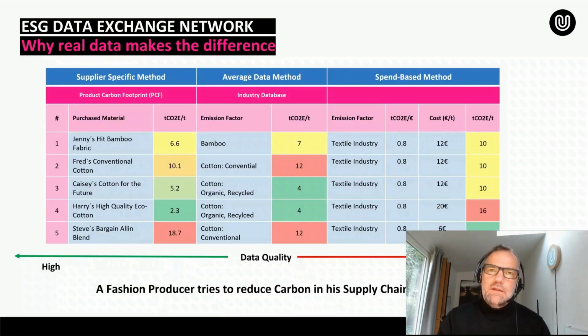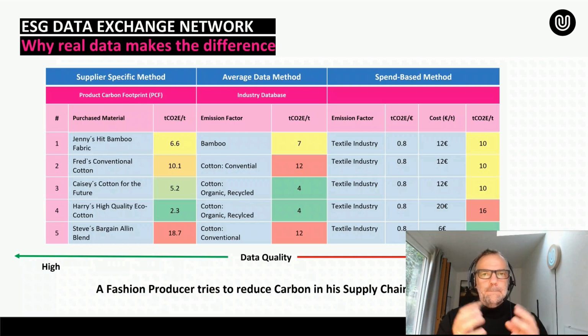Why it is important can be seen here in this fictional example of a textile producer who wants to find the most CO2 friendly supplier. Read the table from the right. On the far right, we see an industrial average value being used. Basically, the one with the lowest price gets the contract, not the one with the best CO2 footprint.